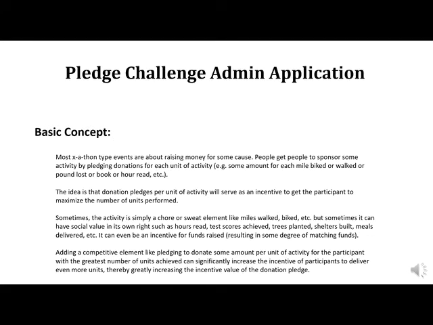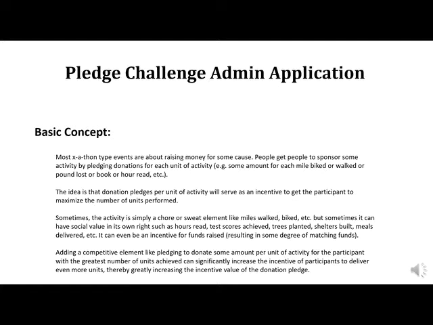This is the introduction to a pledge challenge application that enables users to record information about a pledge challenge. The basic concept has to do with readathons, or athons in general.